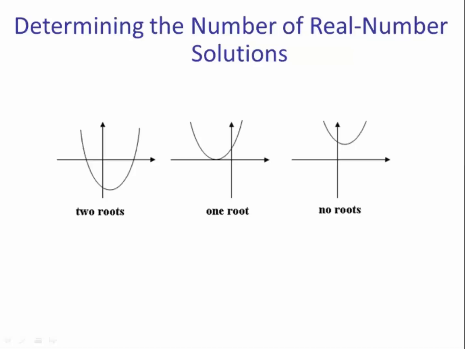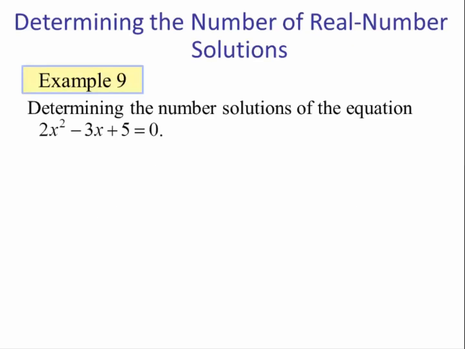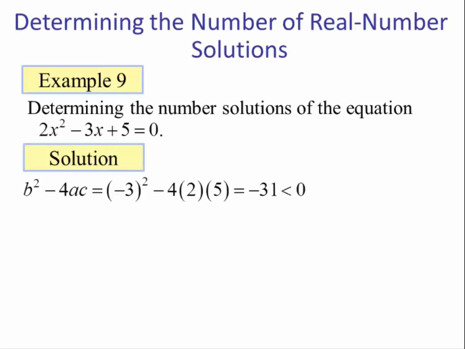Let's do an example. Example 9. Determine the number of solutions of the equation 2x squared minus 3x plus 5 equals 0. Solution. Our first step is to find the discriminant for this equation. So b squared would be negative 3 squared minus 4 times 2 times 5. 3 squared is 9, so 9 minus 40 is negative 31. Negative 31 is less than 0, so we say there are no real solutions.